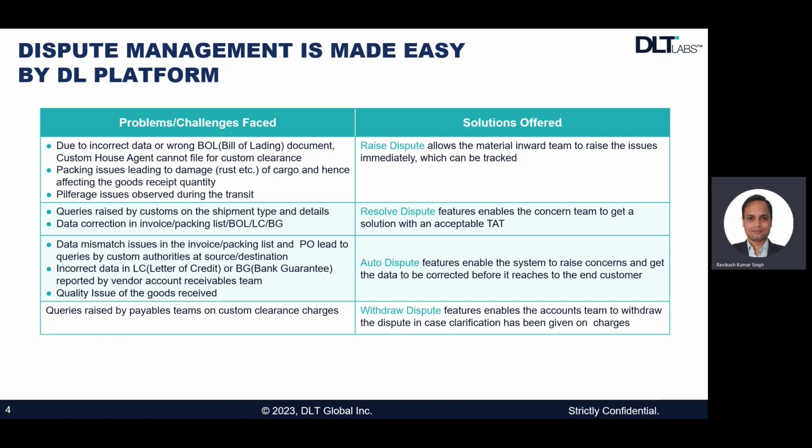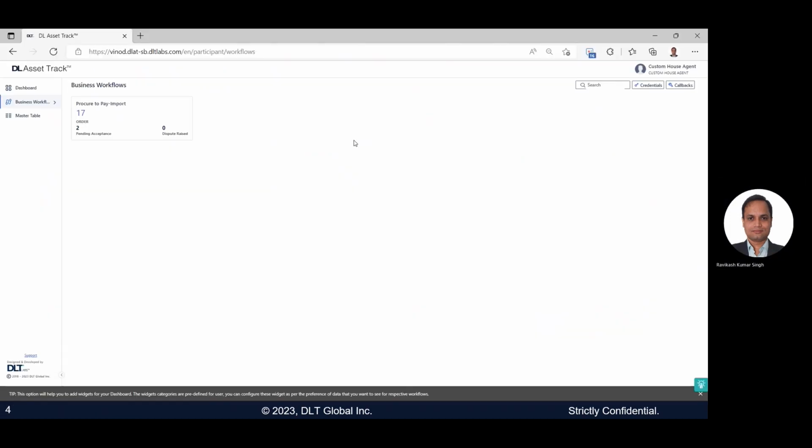Similarly, pilferage issues are another set of issues which keep on occurring in the international supply chain. So let me show how the raise dispute feature of DL platform can eventually help to manage this kind of disputes. So moving on to the platform, I have logged on to the platform using the custom house agent.